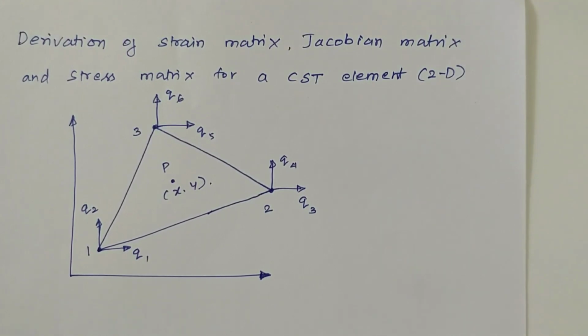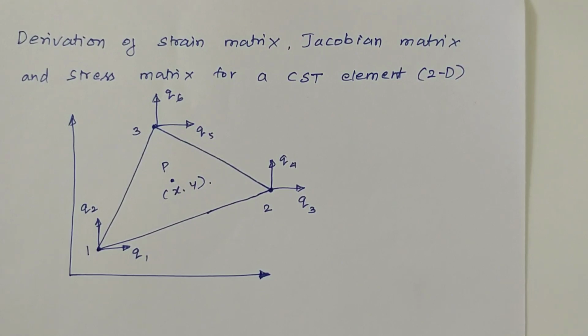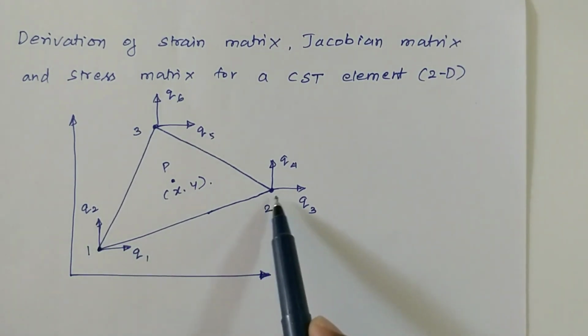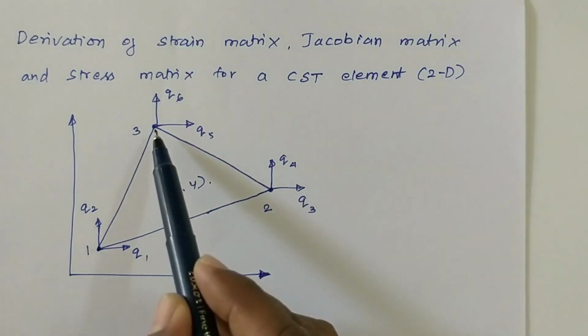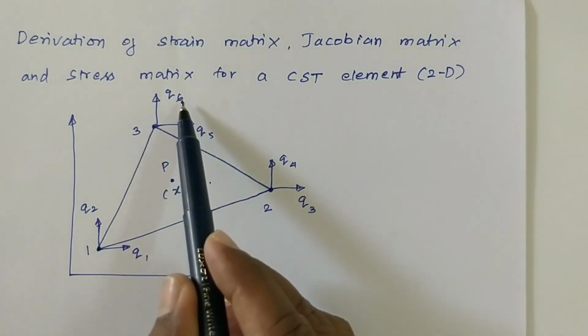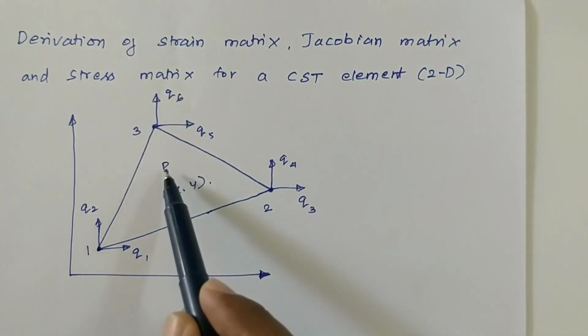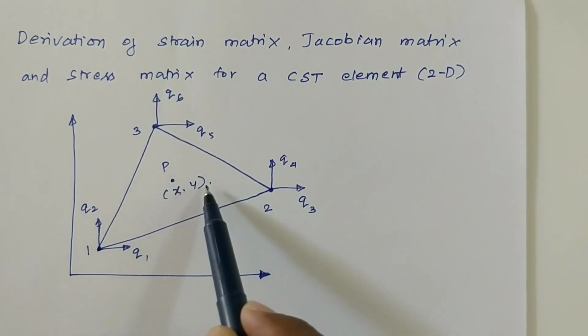Hi, I am Arjun. In this session, we'll see how to solve the derivation for a strain matrix, Jacobian matrix, and stress matrix for a CST element. For this, we'll consider a two-dimensional CST element having three nodes. Node 1 having displacements q1, q2, node 2 having displacements q3, q4, node 3 having displacements q5, q6. Let us consider a point P within the element whose coordinates are x, y.